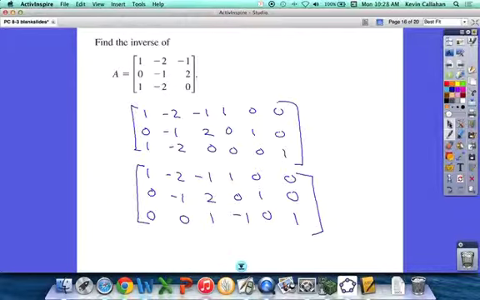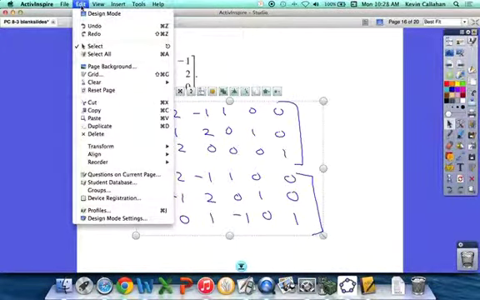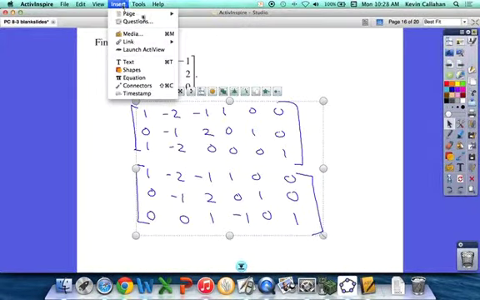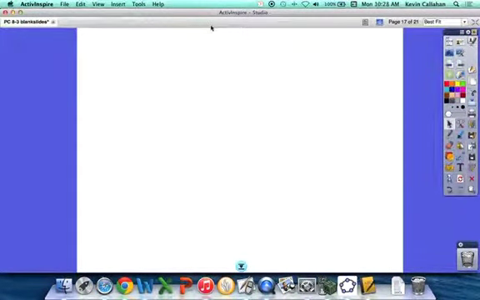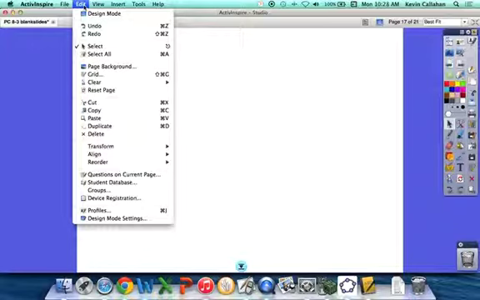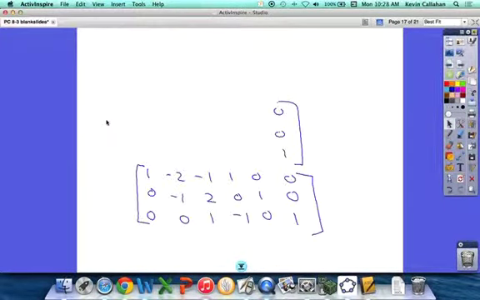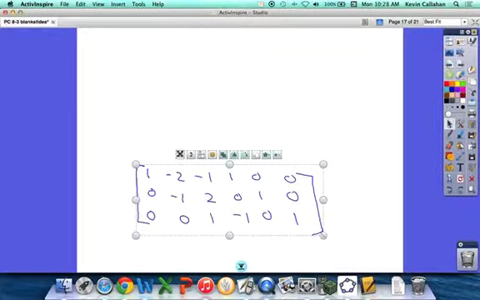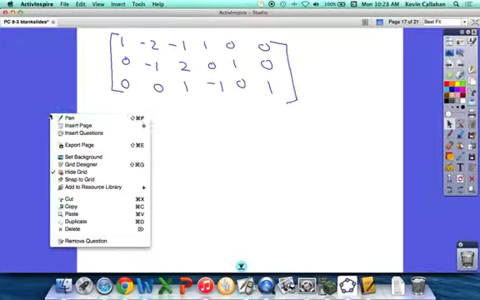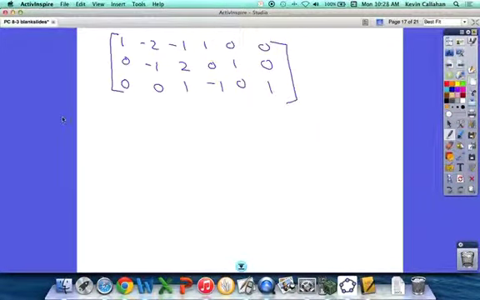Now, let's see if it'll let me do this. Probably not. That's okay. Edit, copy. Oh, I was already there. Edit, paste. Yeah, not bad. So let's erase this stuff up here, and then grab all this stuff and move it up. Okay, now we've got to make a 0 here.